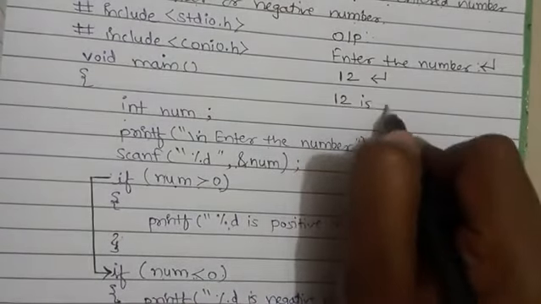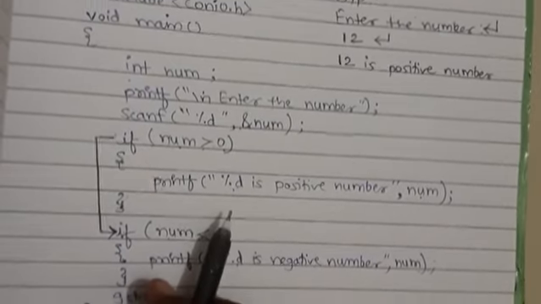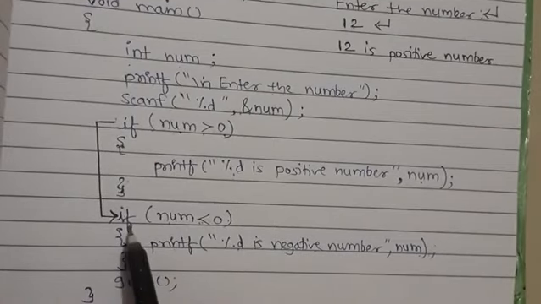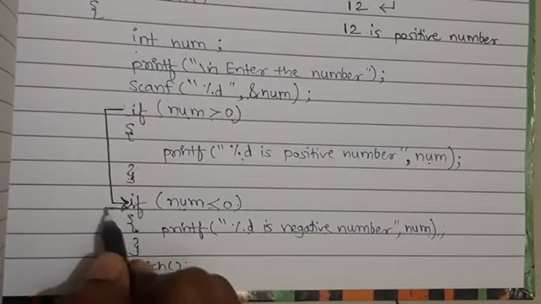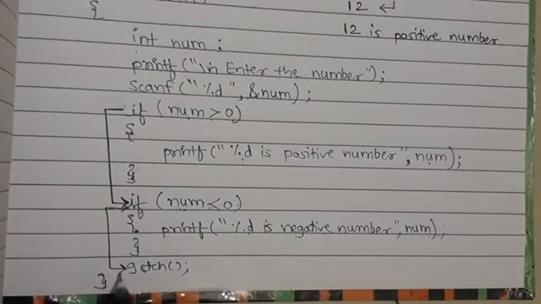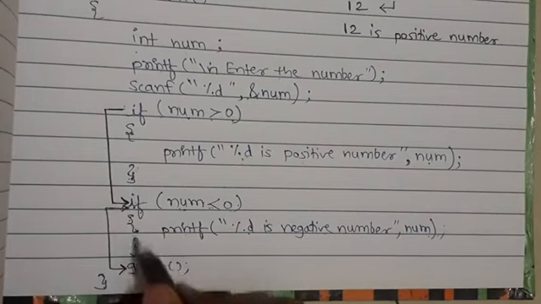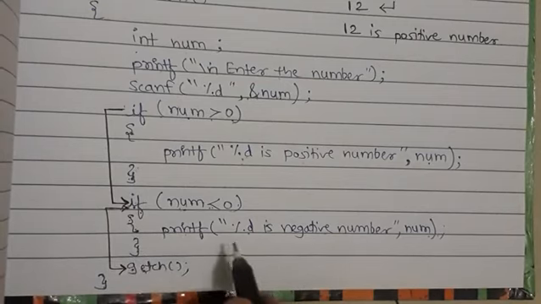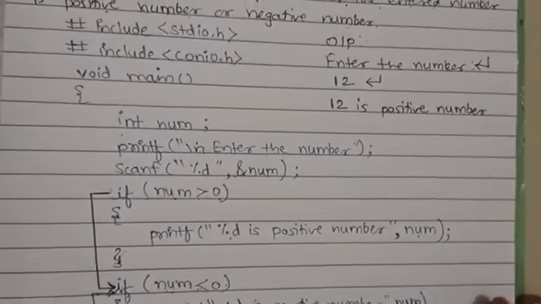After this, this block is executed. After this it will go to the second if statement. Within this second if statement the value of num is 12. So 12 is less than 0, and this condition is false. Therefore if this condition is false, then our control directly goes to the getch statement. It means after this block our control will go to the getch function. So in this way we can execute our program.